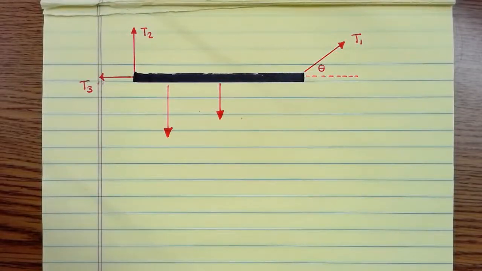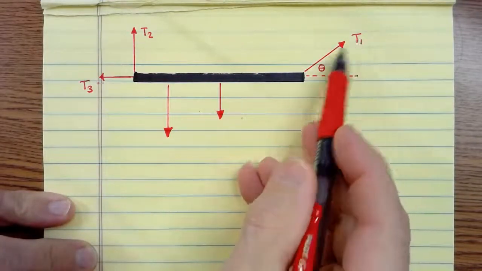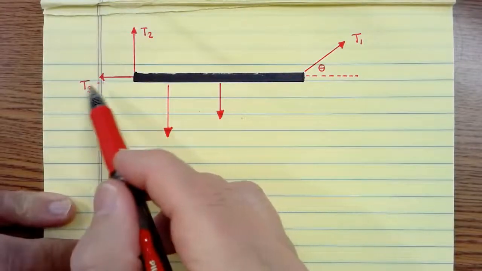All right, so here's some hints on solving problem number 5. You've got a uniform plank. It is being pulled on by 3 ropes. Tension 1 heads off to the right at an angle. Tension 2 goes straight up, and tension 3 goes to the left.